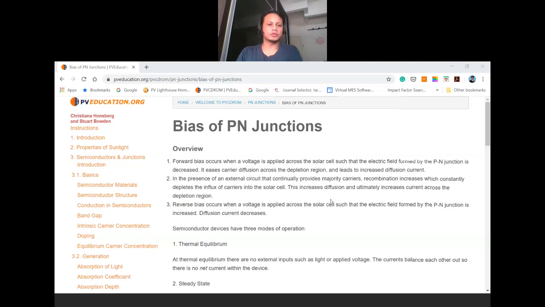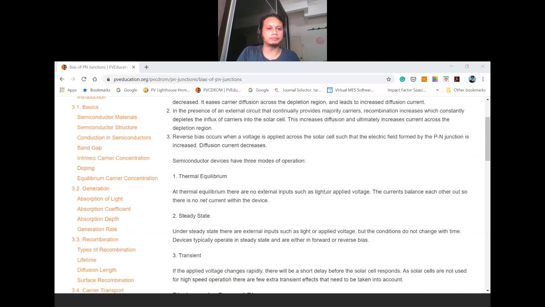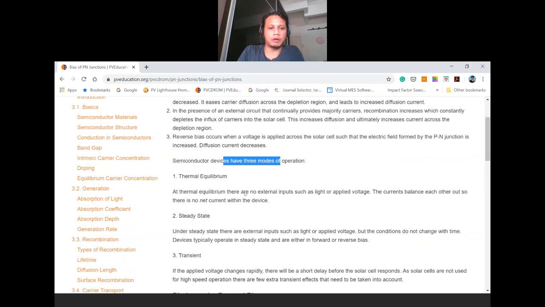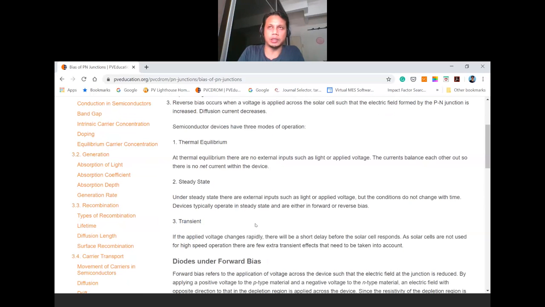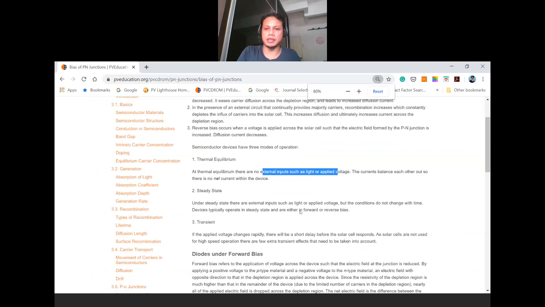Let's recap a few things before we move on. Semiconductor devices have three modes of operation. We have discussed this last time: thermal equilibrium, steady state, and also transient. Transient is something new that we want to mention here. Thermal equilibrium we've discussed last time. It is a condition where there are no external inputs such as light or applied voltage. The currents balance each other, so there's no net current within the device, right? Next one is steady state.